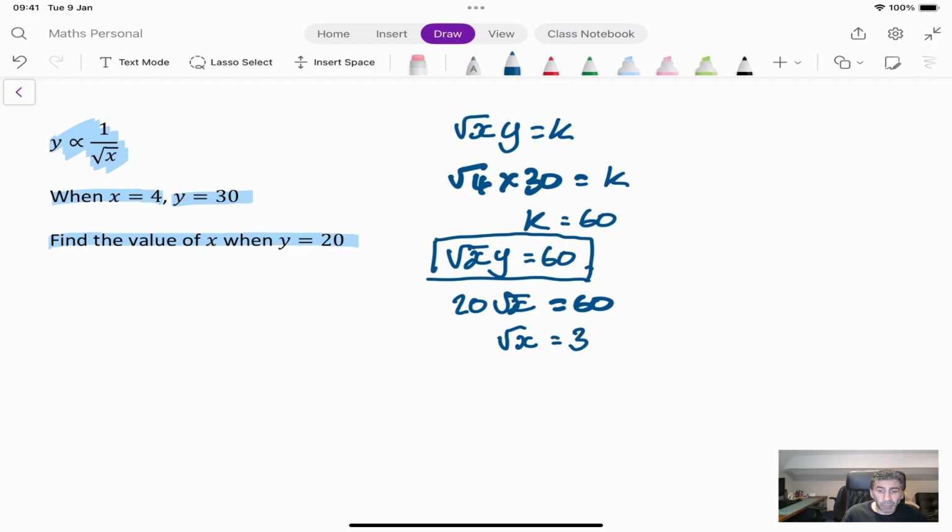And then to work out what x is, well, the square root of x is 3, so x must be 9. Essentially what I'm doing here is squaring both sides. The square root of x squared is x, and 3 squared is 9. That tells me that x is going to be equal to 9. And that is the answer to that part of the question.